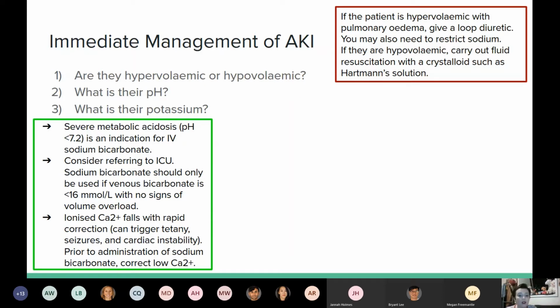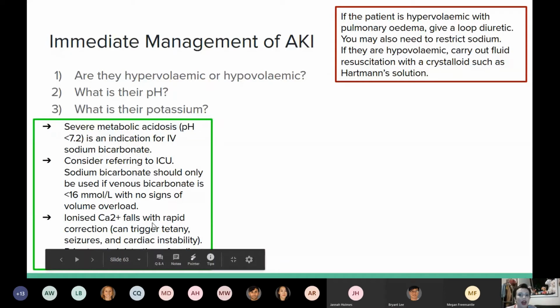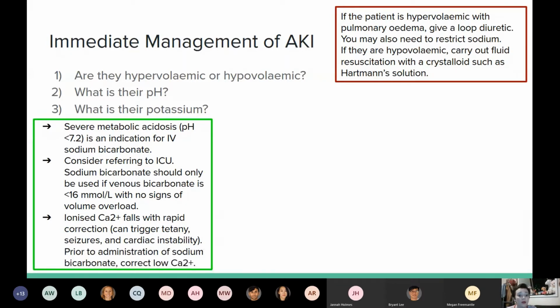If you rapidly try and correct their acidity, you'll get a drop in their calcium level, and that can lead to all kinds of other problems. If you've looked up what hypocalcemia can do, it's all the way from seizures to cardiac instability, and that's very bad as well. This is why you might want to give it in an ICU setting, because you may need to be correcting their calcium, and if anything goes wrong, you need to be in a setting where you can deal with that.